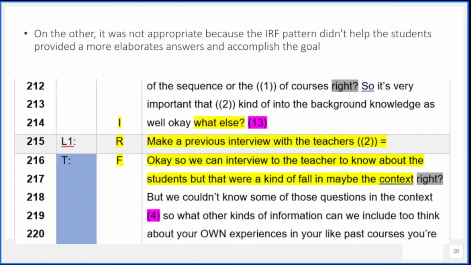As we can see in this example, there is an IRF pattern, but it isn't appropriate because the teacher said the same as the student had just said, even though she explained better than the student. The teacher asked, "What else?" The student answered, "Make a previous interview with the teachers." The teacher said, "Okay, so we can interview the teacher to know about the students, but that were a kind of all in maybe the context."